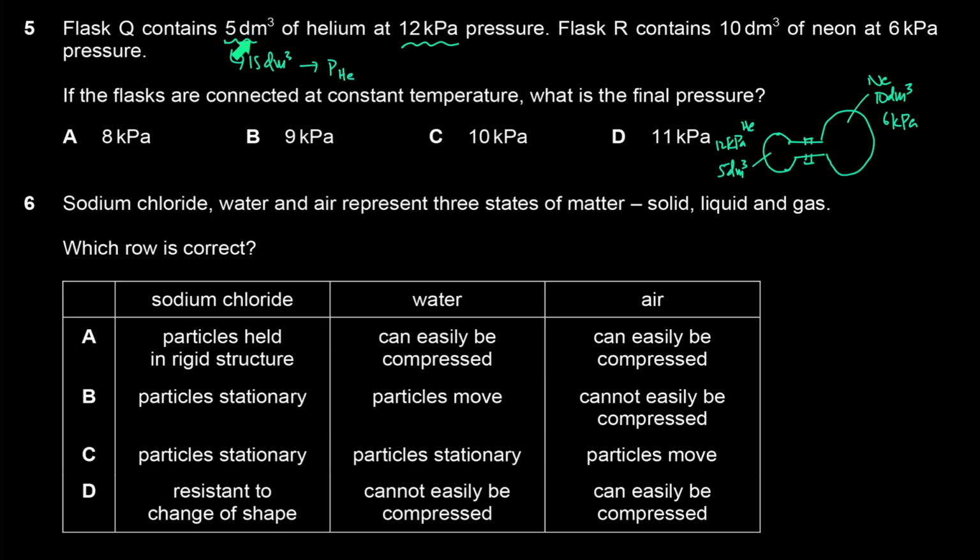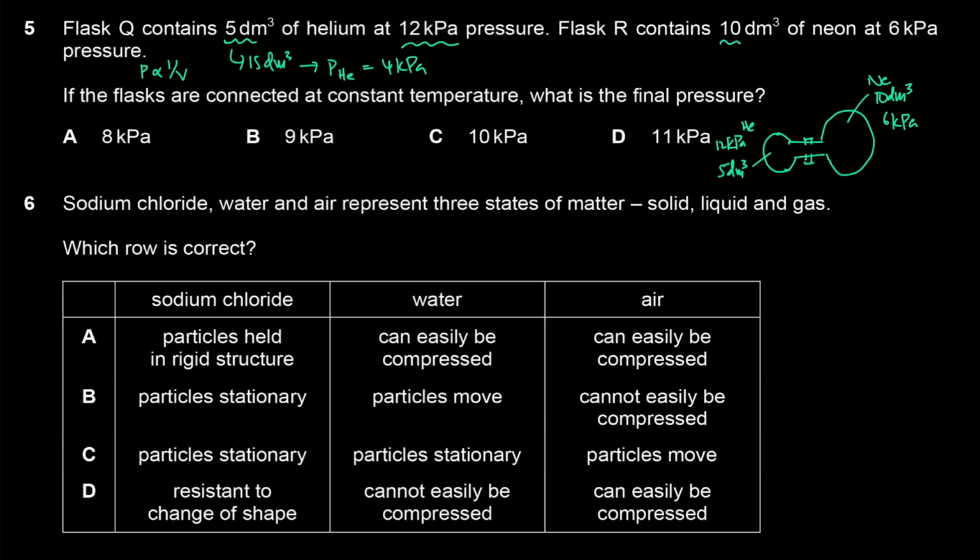You've tripled the volume. You've gone from 5 decimeter cube to 15 decimeter cube. We know that pressure is inversely proportional to volume, so if I've tripled the volume, I'm going to have 1/3 the pressure. 3 times the volume means 1/3 the pressure. So can I say that the partial pressure of helium is 4 kilopascals now? We can also use P1 V1 is equal to P2 V2, and again you're going to get 4 kilopascals. So that's the partial pressure of helium.